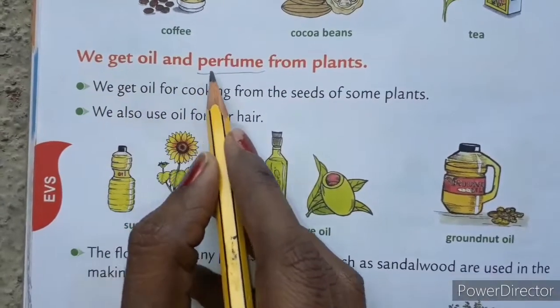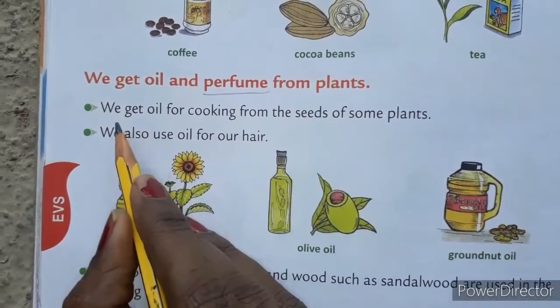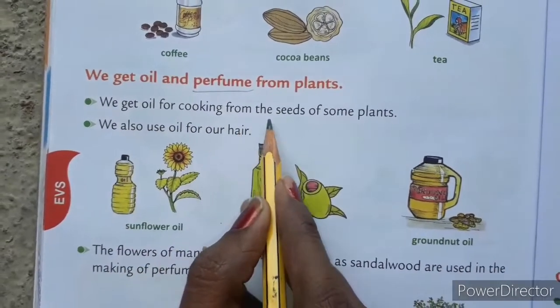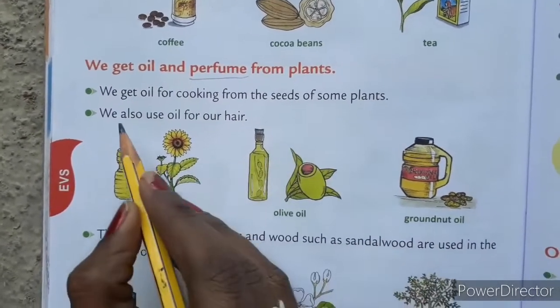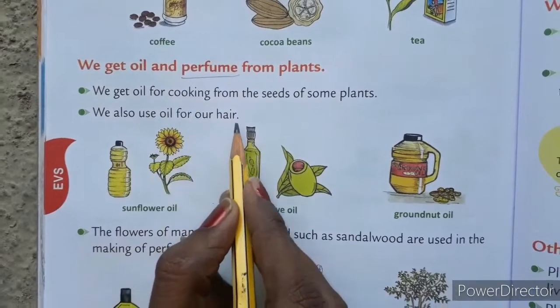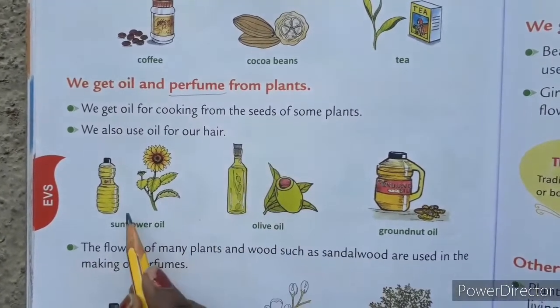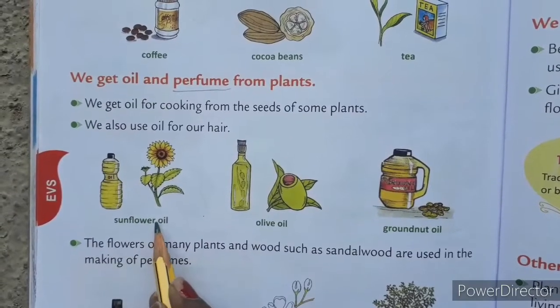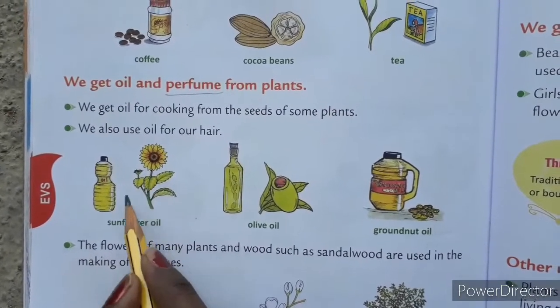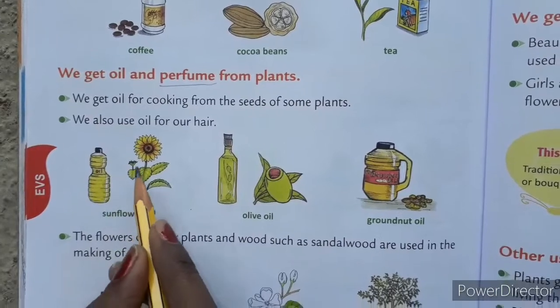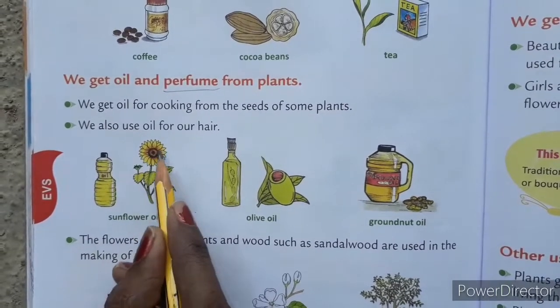We get oil and perfumes from plants. We get oil for cooking from the seeds of some plants. We also use oil for our hair. See children, we get oil for cooking from the seeds of plants. See this, sunflower oil. This is a sunflower plant. We get sunflower oil from sunflowers.